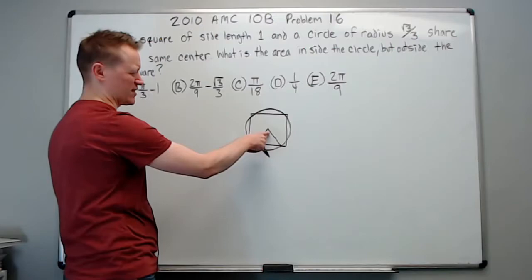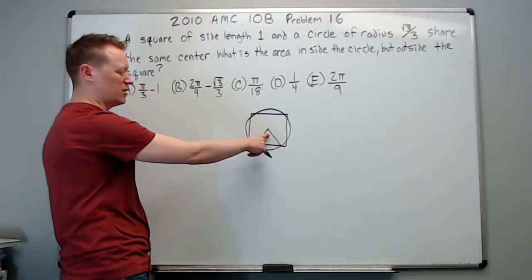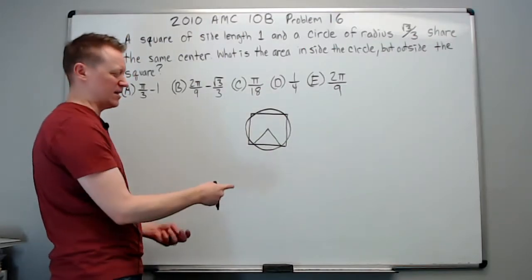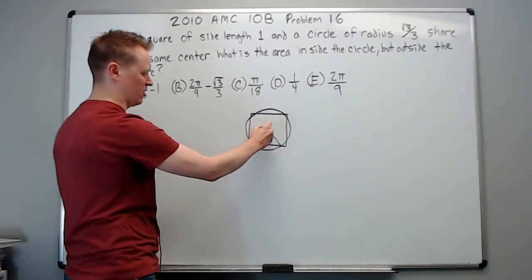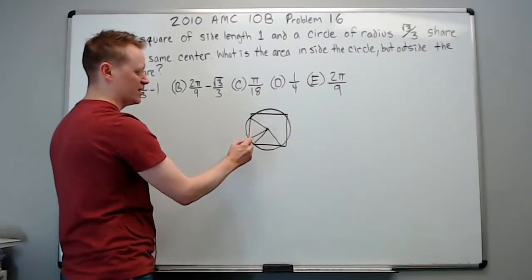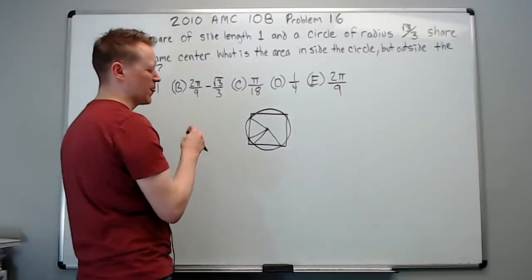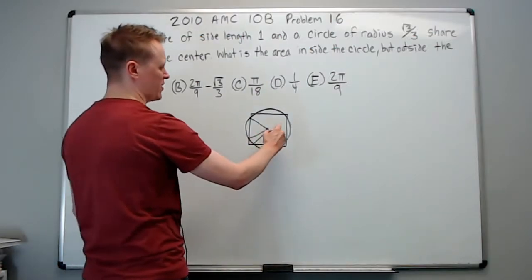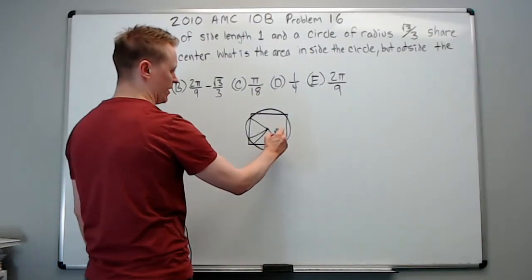Okay, so now we have a sector. If we knew the central angle, maybe we could do the sector minus the triangle and then multiply that by 4, because they're all going to have that same situation, whatever that is. Okay, so how can we do that? What else do we know? Well, we know this is root 3 over 3.